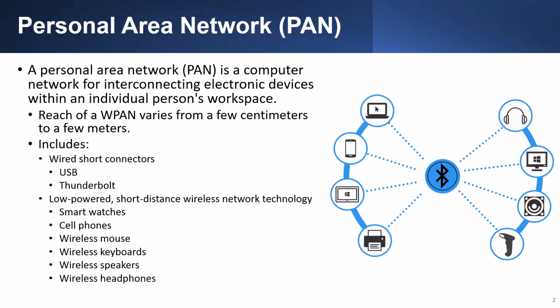A Personal Area Network, or PAN, is a computer network for interconnecting electronic devices within an individual person's workspace. It is based on the technology being used to create the PAN. A PAN can vary from a few centimeters to a few meters. It can include short wired connections such as USB and Thunderbolt devices. It can also use short distance wireless devices such as smartwatches, cell phones, wireless mouse, wireless keyboards, wireless speakers, and wireless headphones, just to name a few.